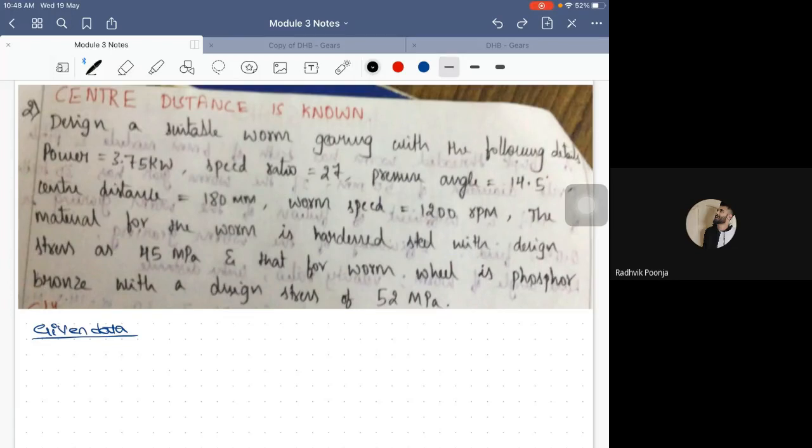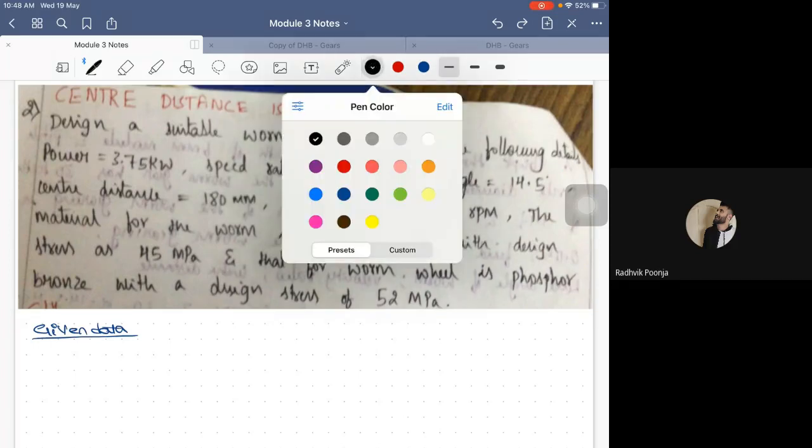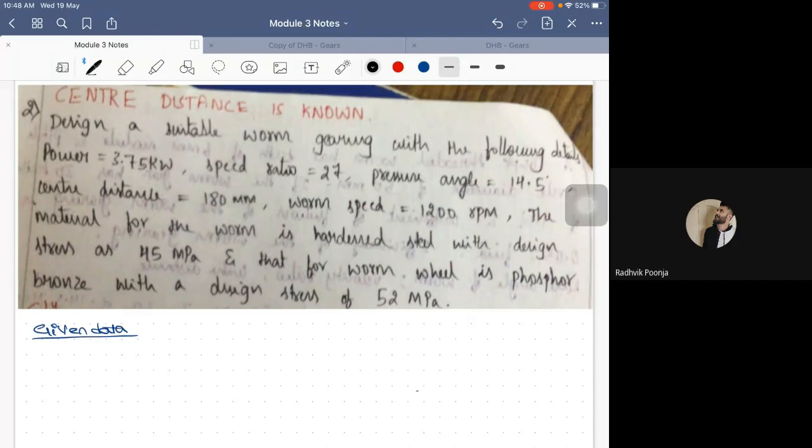Okay, shall we start the problem? Design a suitable worm gearing. So clearly he wants a worm gearing to be designed with the following details. He requires the power transmission of 3.75 kilowatt. Speed ratio, that is I dash. I told you virtual speed ratio I dash is 27, what is required. And the pressure angle he requires is 14.5 degrees.